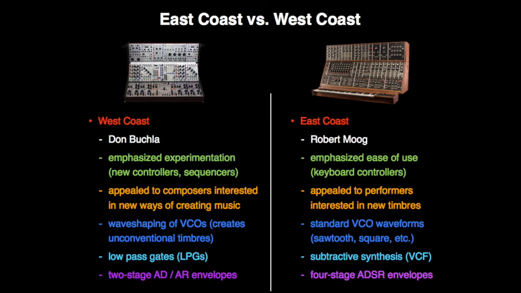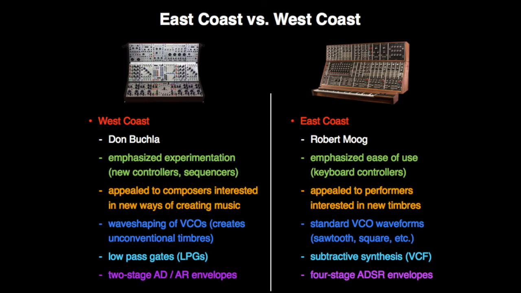So we're pretty familiar with the East Coast design of using standard VCO waveforms like sawtooth waves, square waves, etc., and then running them through a VCF, through a filter, and doing what we all know as subtractive synthesis, and then controlling an amplifier with a four-stage ADSR envelope, which is used to imitate the envelopes of lots of acoustic instruments.